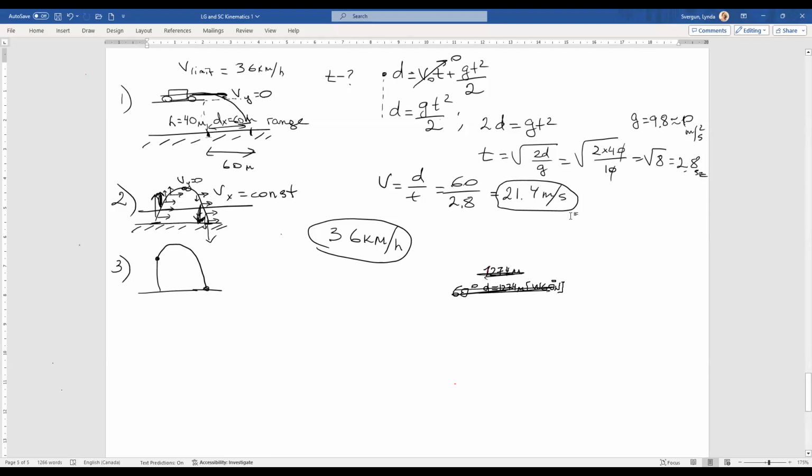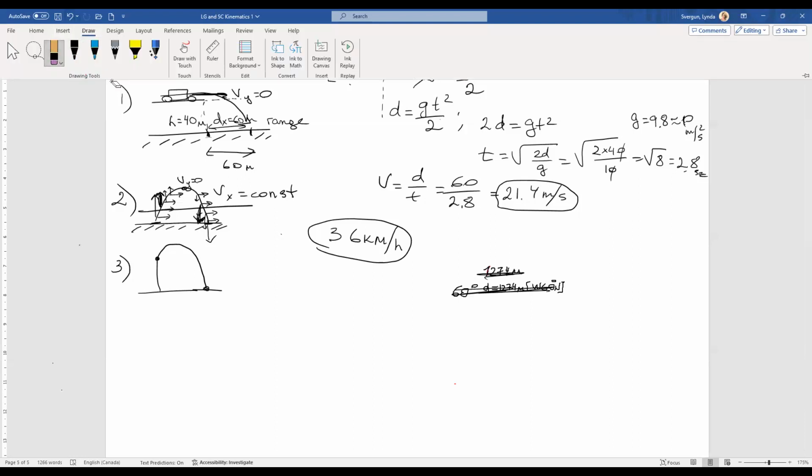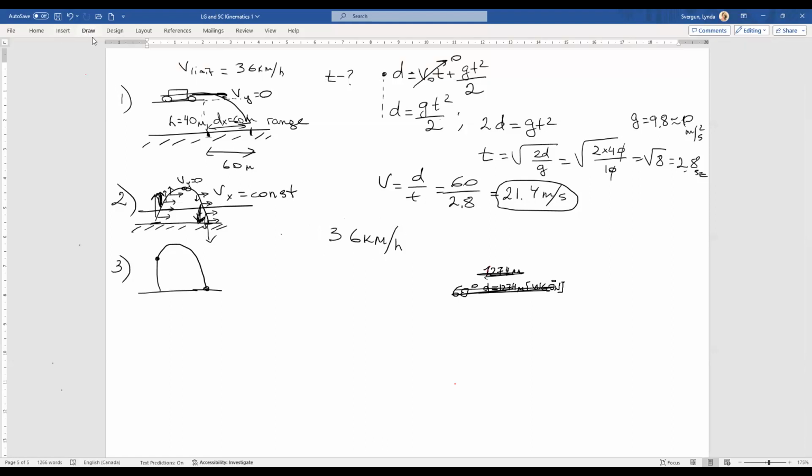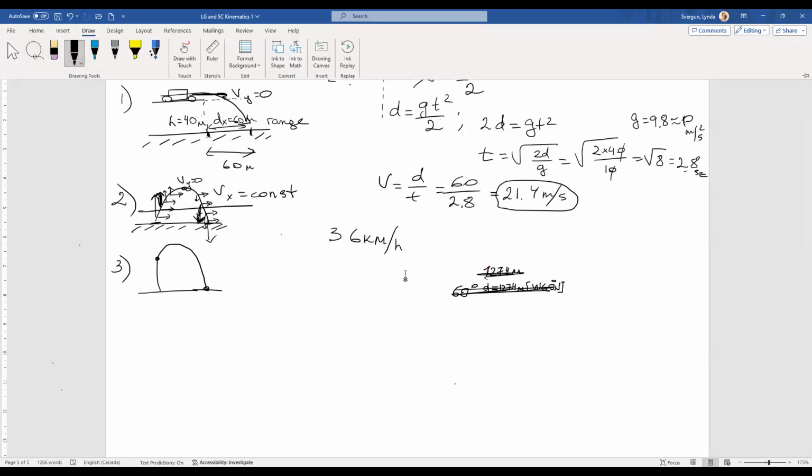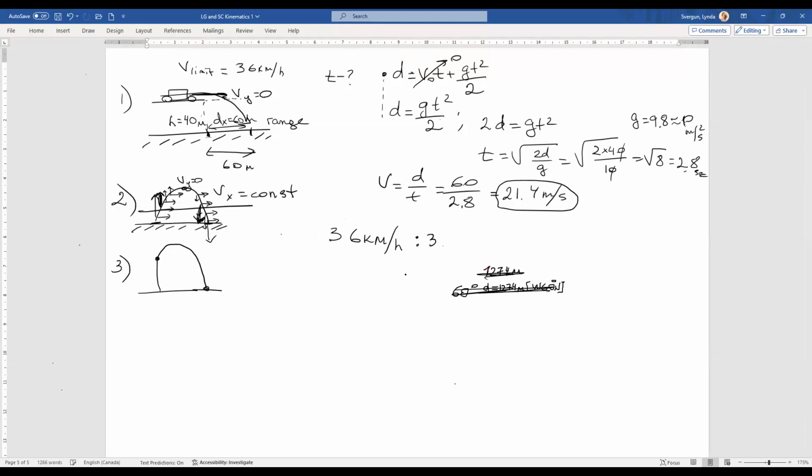Remember coefficient 3.6? Kilometer is 1,000 meters. So we can change kilometers per hour into meters per second, or we can change meters per second to kilometers per hour. So here you can divide by 3.6 and you will get meters per second. So 36 divided by 3.6, 10 meters per second.